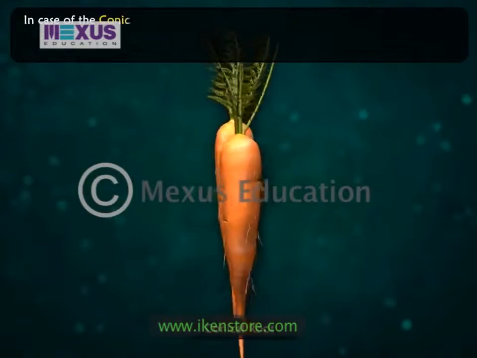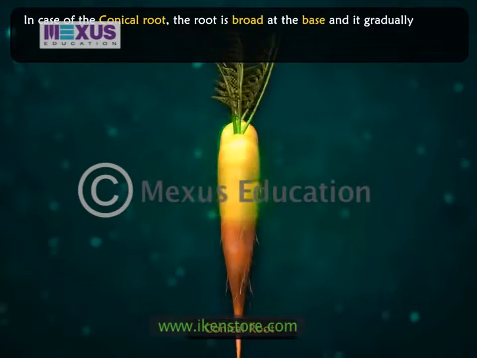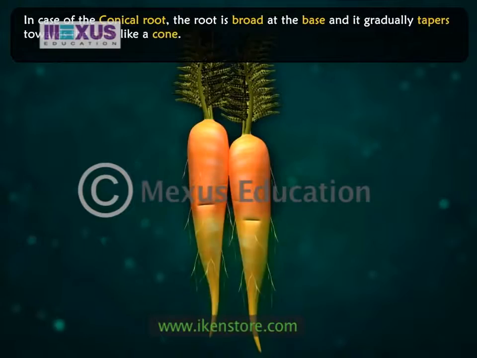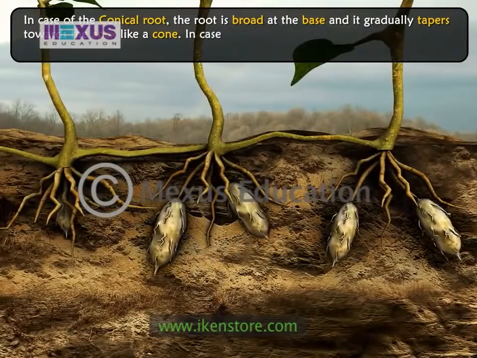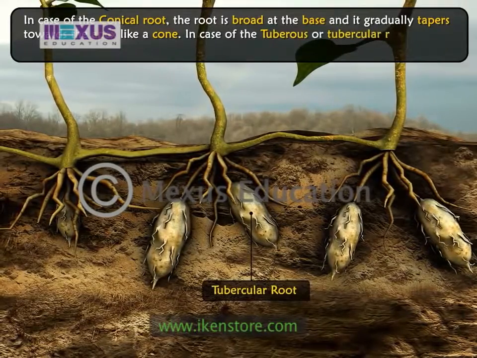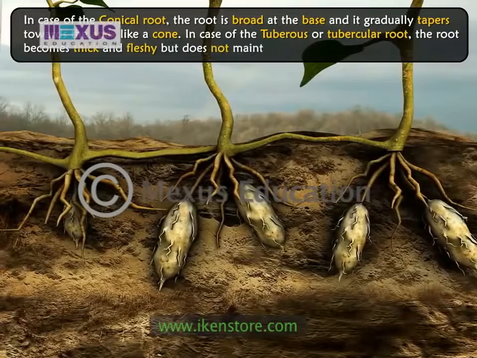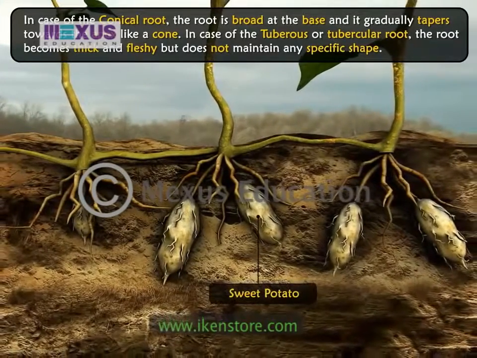In case of the conical root, the root is broad at the base and it gradually tapers towards the apex like a cone. For example, carrot. In case of the tuberous or tubercular root, the root becomes thick and fleshy but does not maintain any specific shape. For example, sweet potato.